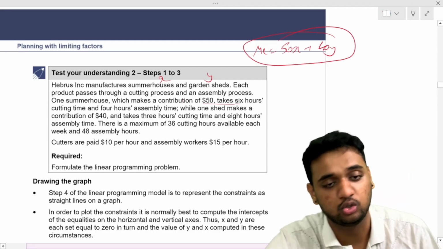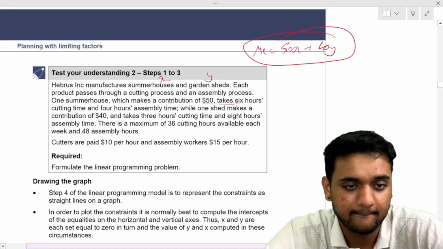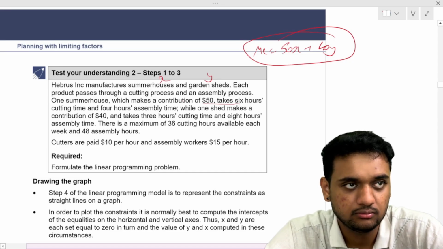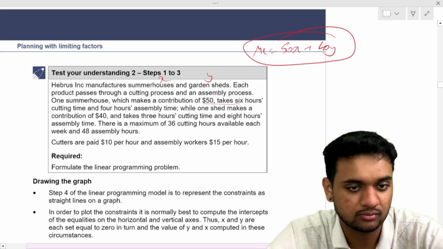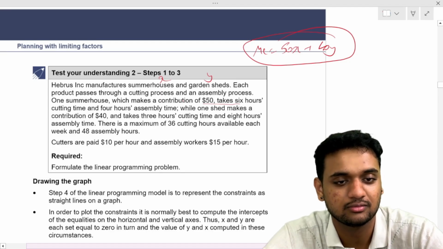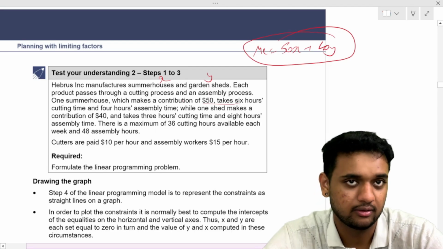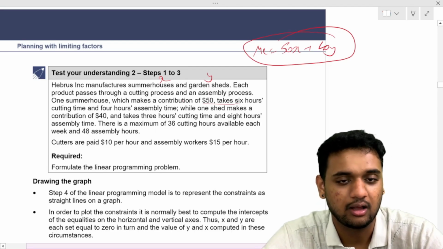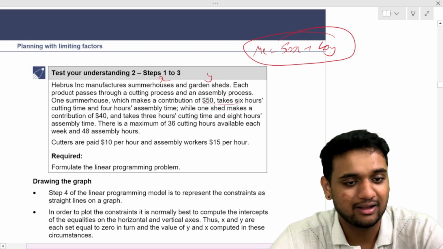Next, how many other equations are there? 6x plus 3y is less than or equal to 36. Correct. 4x plus 8y is less than or equal to 40. Correct. And the contribution: 50x plus 40y. Nothing else.